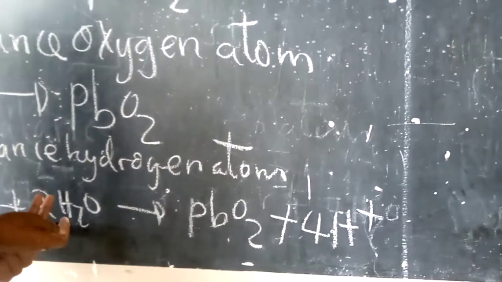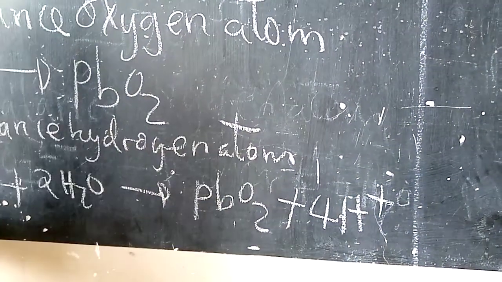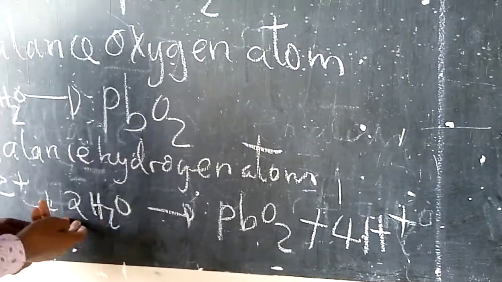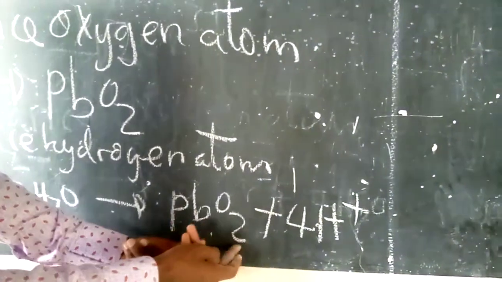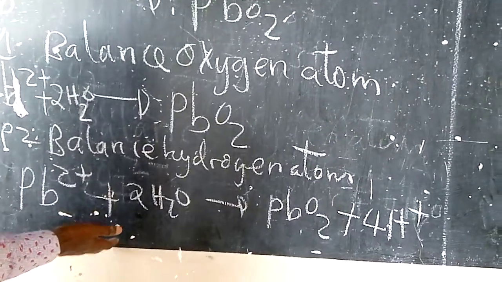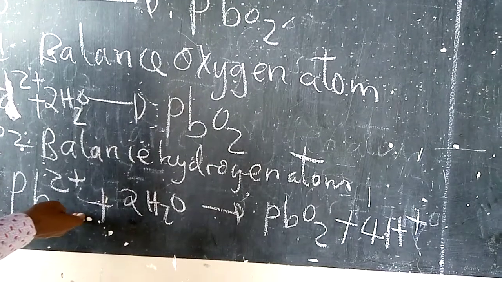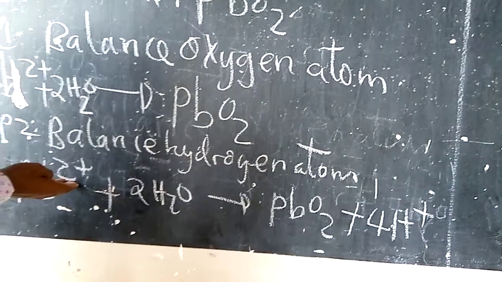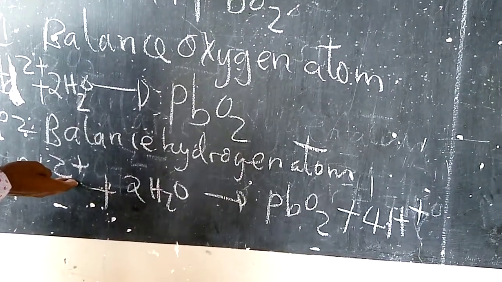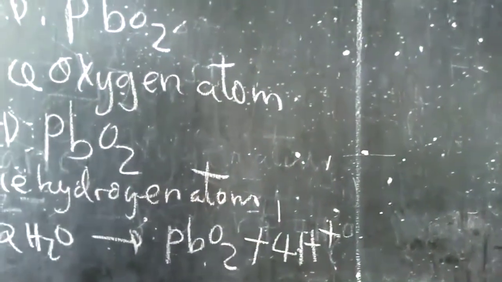So in the reactant side 4 hydrogen, in the product side 4 hydrogen. We have 1 lead in the product, we have 1 lead in the reactant side. We have 2 oxygen in the reactant side, we have 2 oxygen in the product. So this equation is balanced in terms of material. What remains here is to balance charges, because charges are not balanced here: we have 2 charges in the reactant side, and we have 4 charges in the product side.